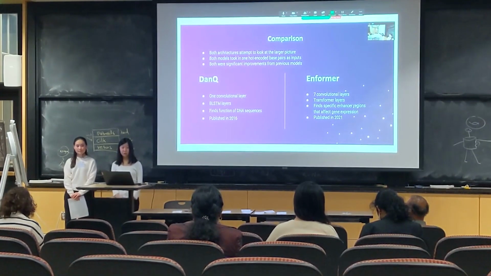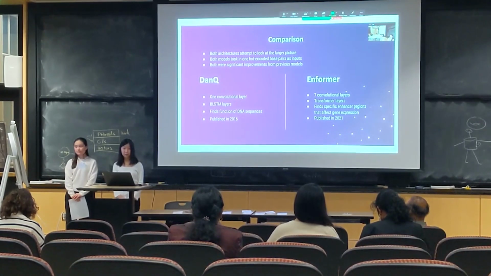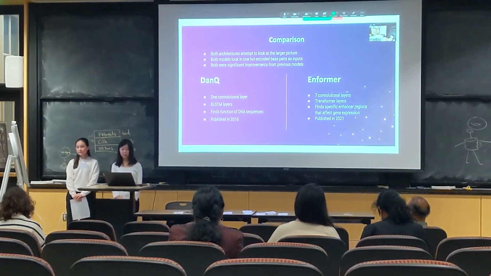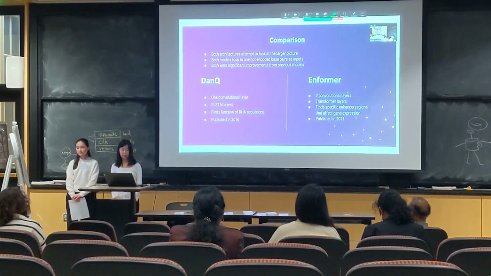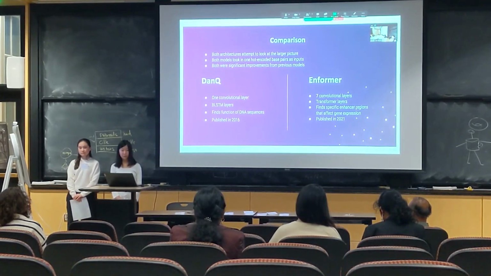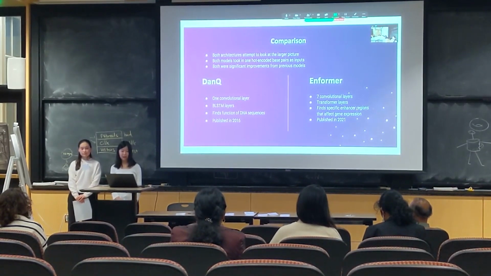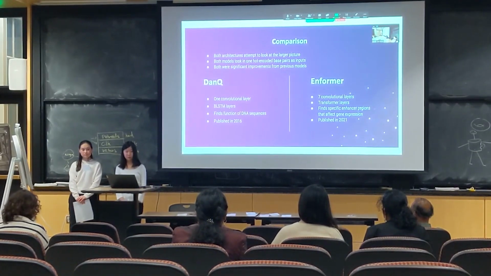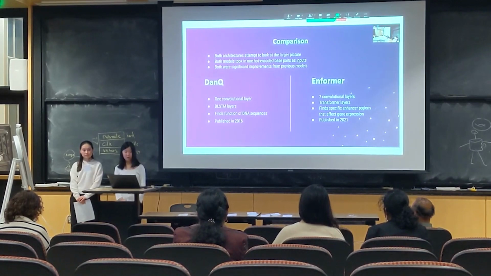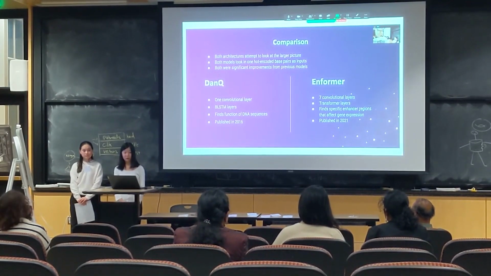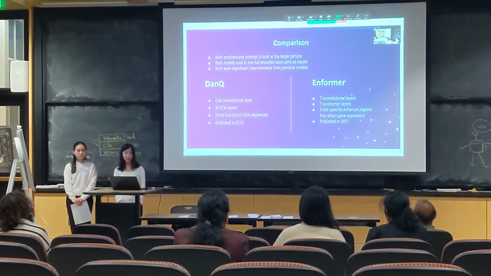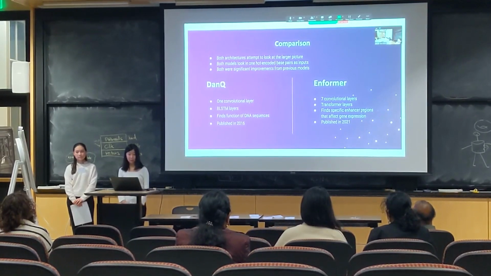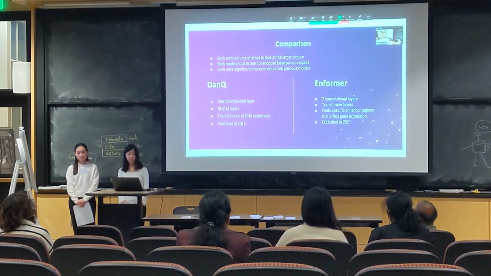While DanQ looks purely at the function of DNA sequences, the Informer model can find specific regions that affect the DNA sequence. DanQ is able to predict gene function with about 98% accuracy and identify about 50% of promoter regions, while the Informer model is able to do this, but with much more precision and accuracy, successfully identifying 84% of enhancer regions for a given gene.